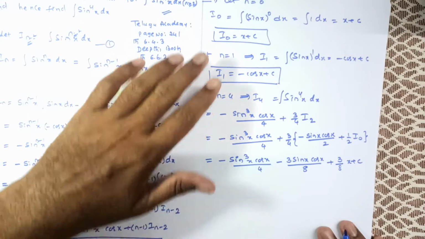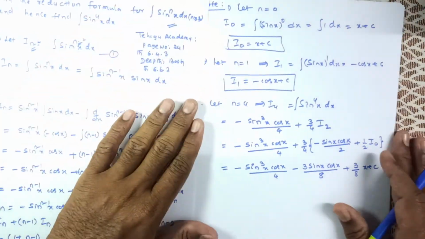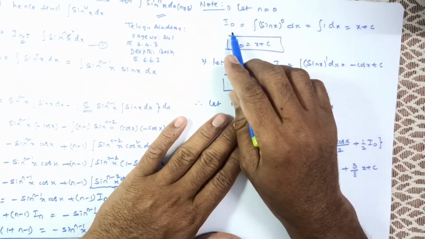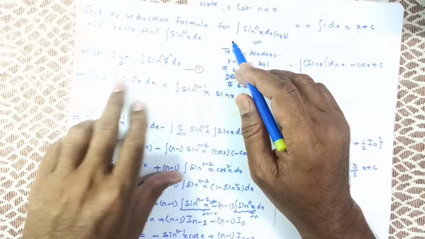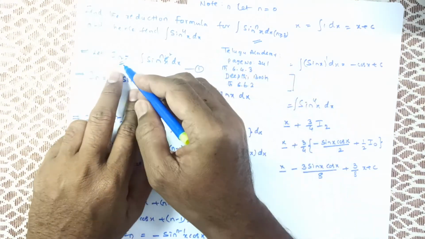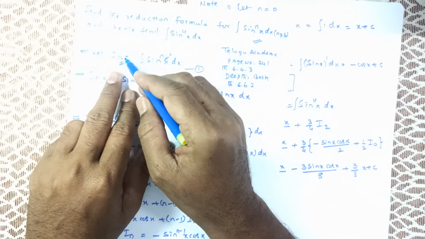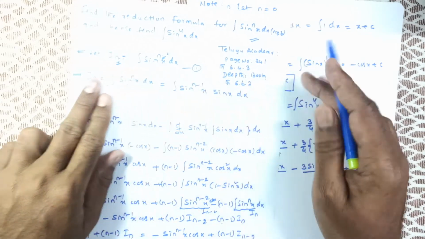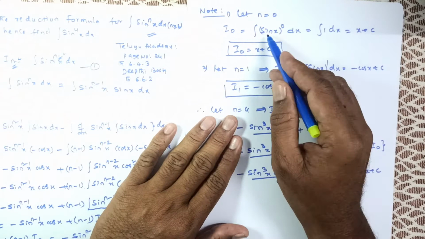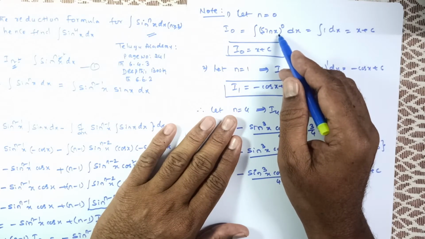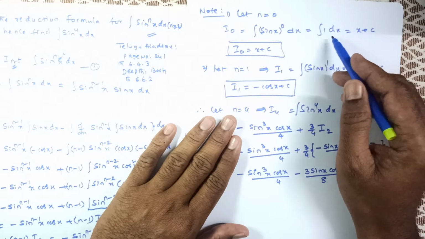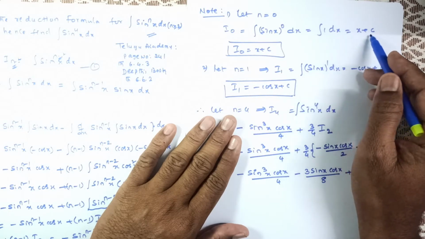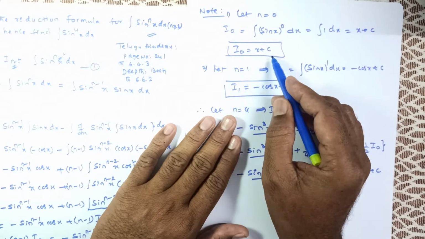We can find the I naught, I naught means n is equal to 0, you put in the question here n is equal to 0. N is equal to 0 means sine power 0. Sine power 0 means anything power 0 is 1, dx. Integration of 1 dx is x plus c. So I naught is equal to x plus c.